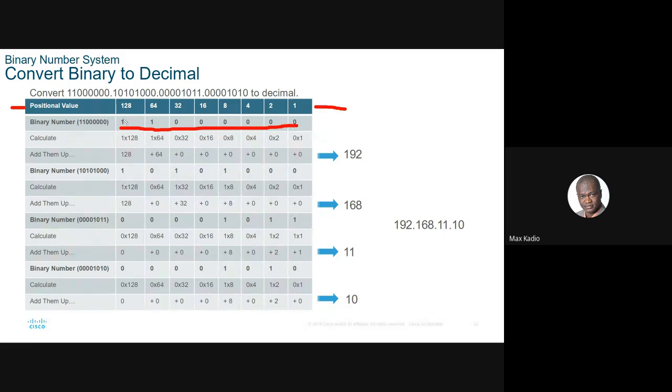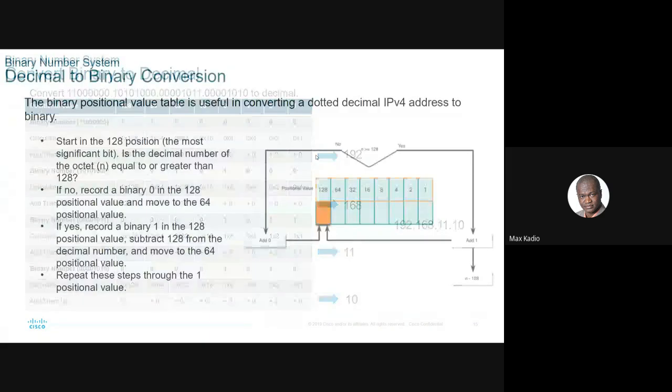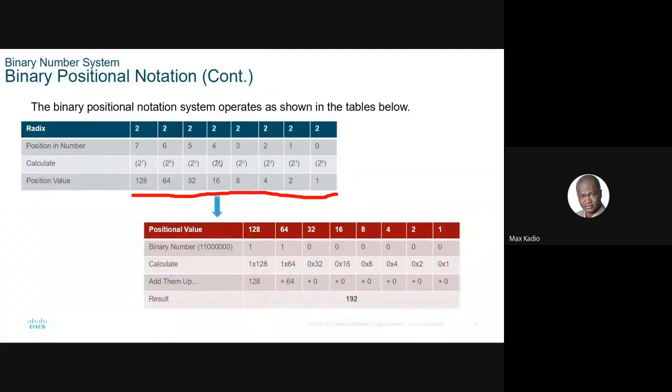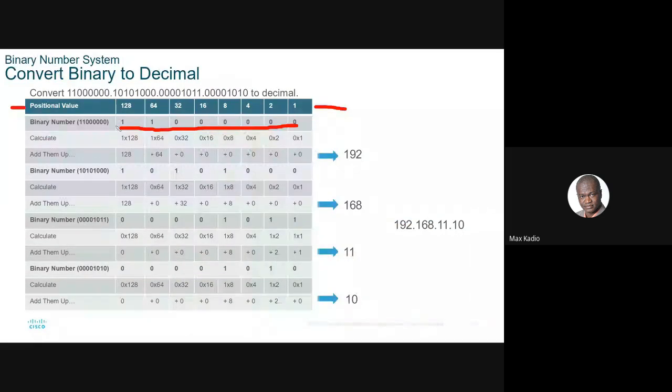You see, I took 128, and you see the value. The value of this binary is 192. This binary, this is the value. This binary, this is the value. This binary, this is the value. This binary, this is the value.